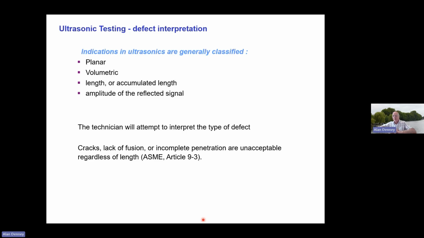For example, if you look at the American Society of Mechanical Engineers NDT code, Article 9-3, cracks, lack of fusion, or incomplete penetration are unacceptable regardless of length. That's the requirement if you're working to that standard. So the operator has to have the ability to interpret the defects, and that's a lecture in itself.